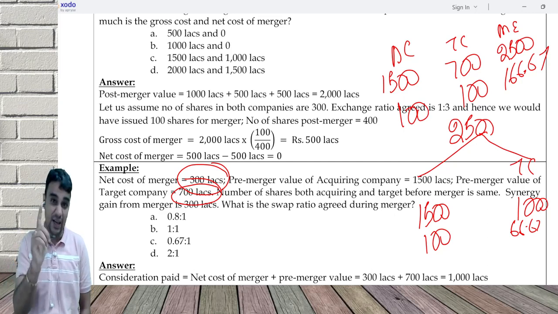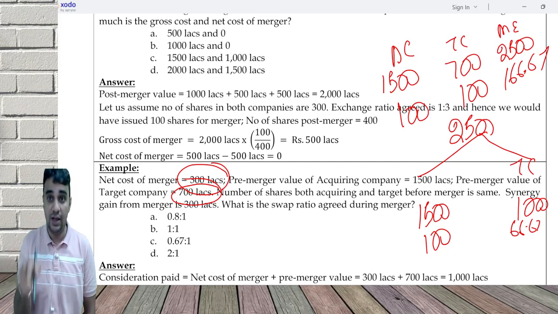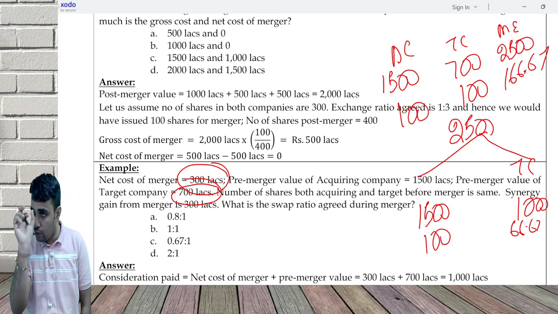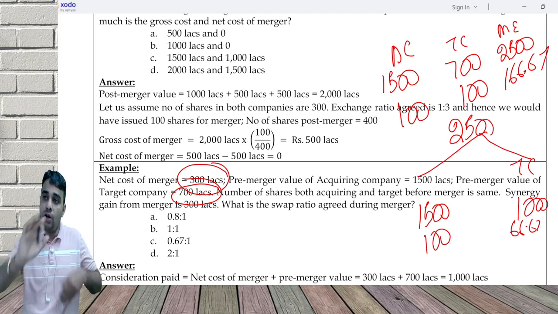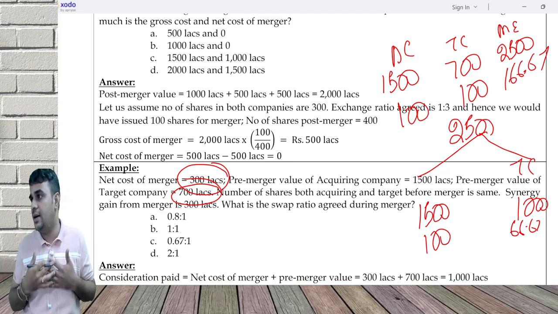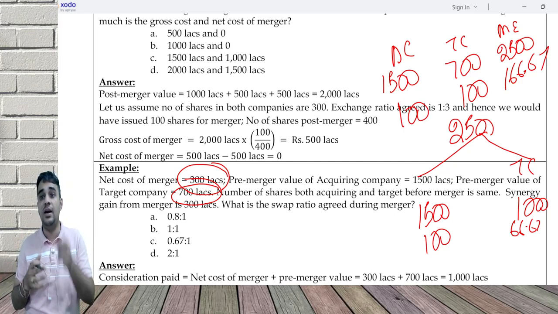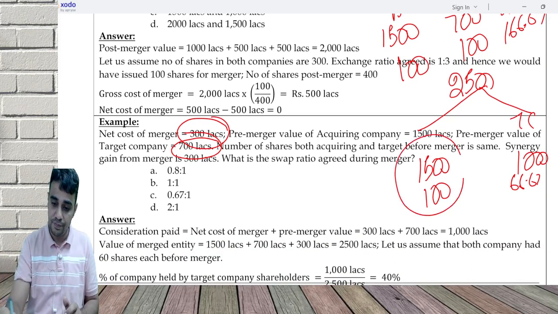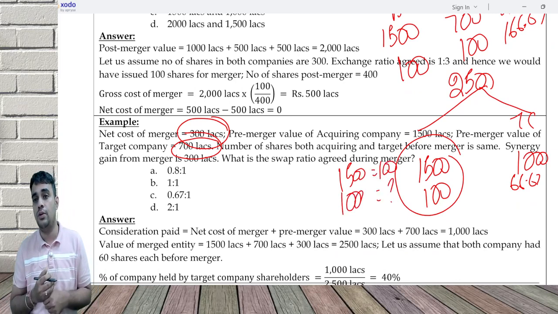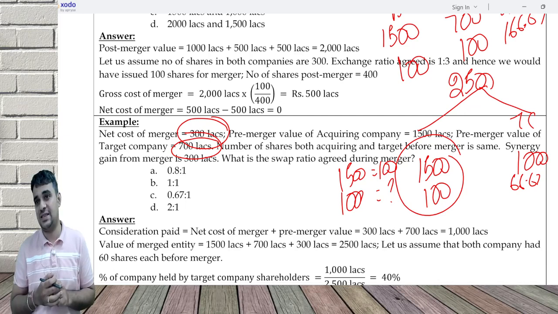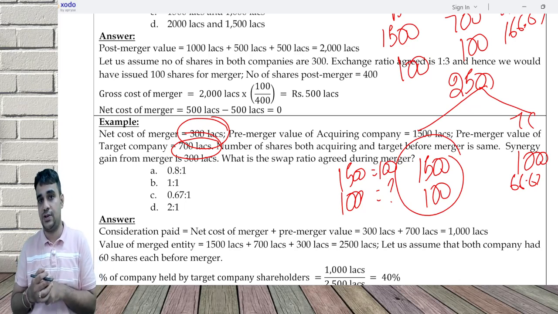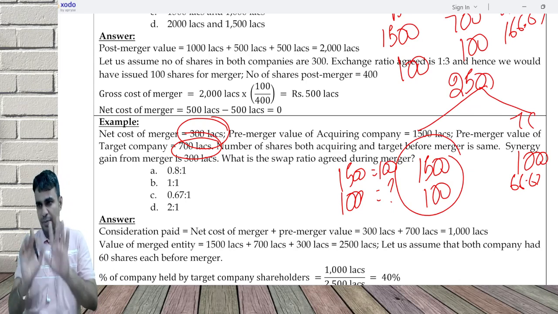Second company, instead of 700, we have paid what? Extra 300. Why did we pay it, we are not discussing. Extra 300 is paid. So of the 2500 post merger value, 1000 goes to the other guy. Balance 1500 is left with me, which is equal to my original 100 shares. So 1500 is equal to 100, 1000 is equal to question mark, which is 66.67. So the exchange ratio agreed is 66.67 is to 100. I've done the calculation some other way, but broadly the same concept.